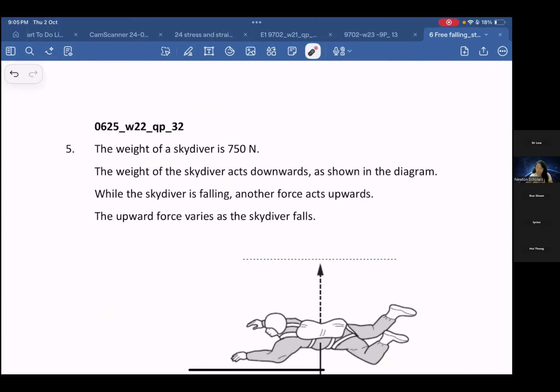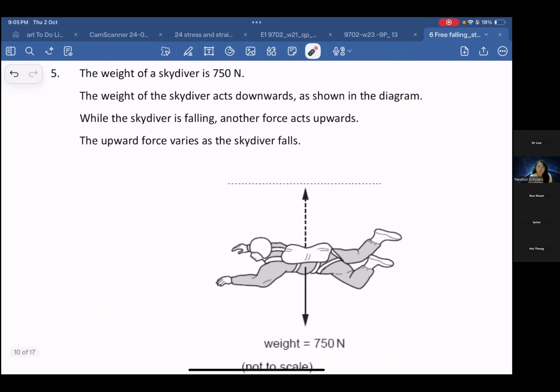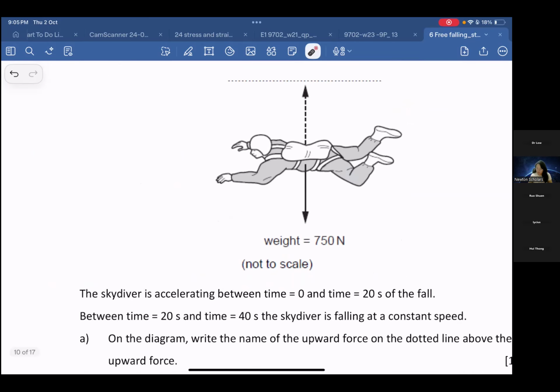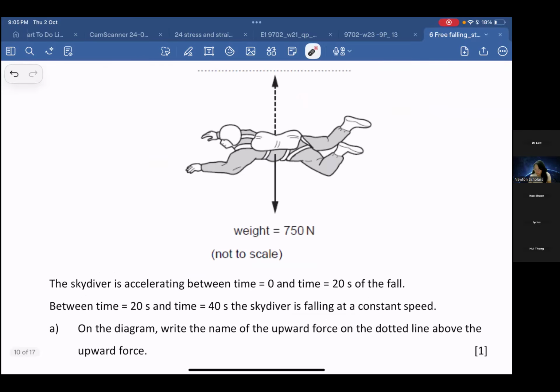The weight of the skydiver is 750 Newton. The weight always points downward. While the skydiver is falling, another force will act upward. The upward force will change. Varies means change. When the skydiver falls, it will keep on changing. The skydiver is accelerating from time 0 to 20 seconds. Between time 20 to 40, the skydiver achieves constant speed, what we call terminal velocity. On the diagram, write the name of the upward force.